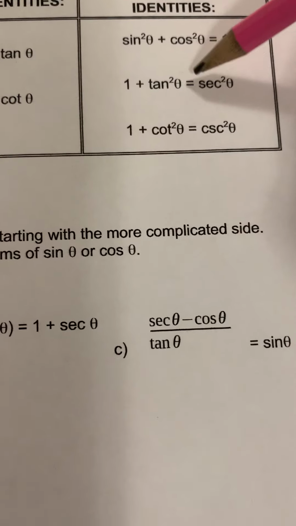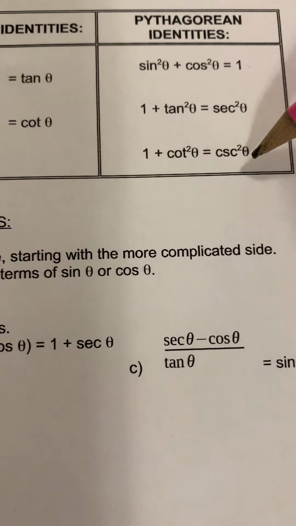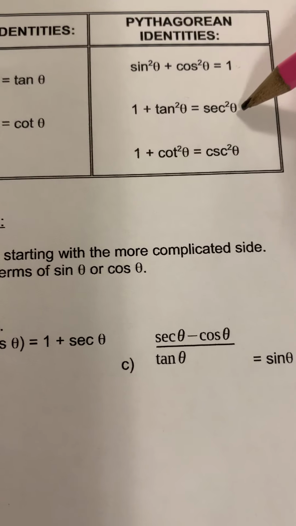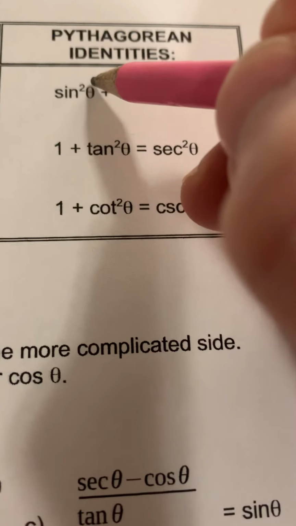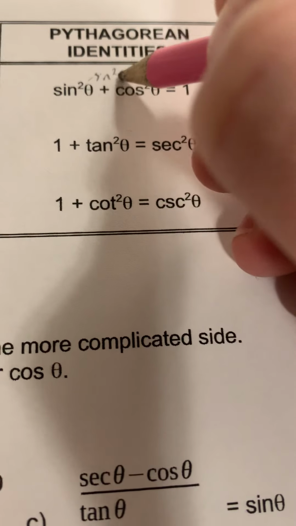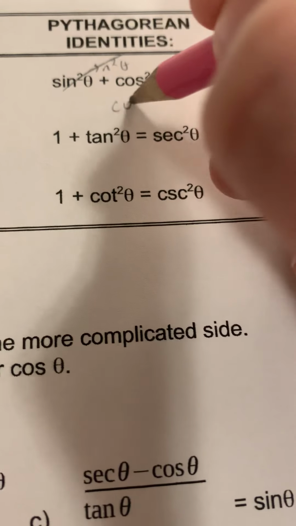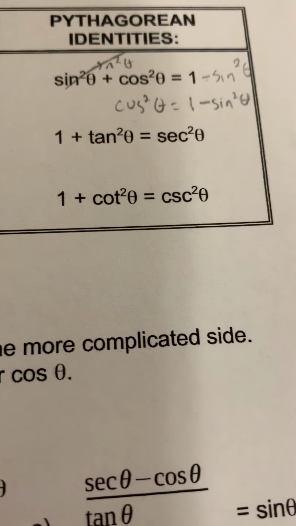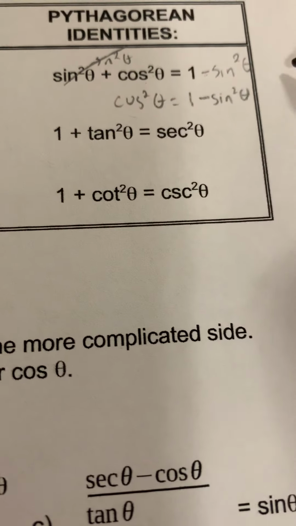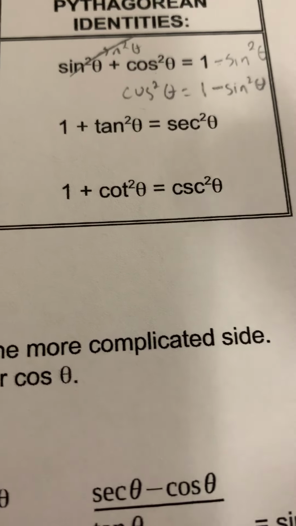Then we have 1 plus tan squared theta is secant squared theta, and 1 plus cot squared theta is cosecant squared theta. I also want you to note that you could change these a little bit. For instance, if I move sine squared theta onto the right side, cos squared theta would be equal to 1 minus sine squared theta. And that would be the same if we bring cos over to the right side: sine squared theta would equal 1 minus cos squared theta. So you could rearrange some of these identities.